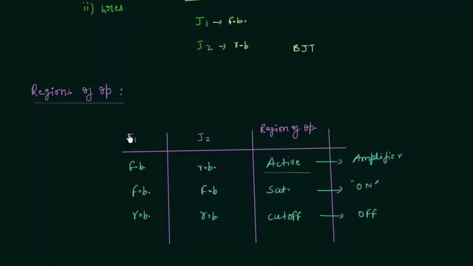And in the last case, junction J1 is reverse biased and junction J2 is forward biased, and in this case the transistor is inverted. And it is like we are switching emitter and collector. This mode of operation is rarely used. And in this mode, emitter and collector switch their roles.